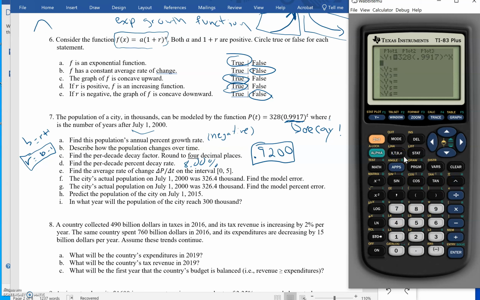So I've got my function entered, and I'm going to do y1 of 5. So basically I'm going to do the numerator of the average rate of change here. And then there's my numerator, and then I'm going to divide that by my denominator. It's just 5 minus 0. So that's 5. And there is our average rate of change, negative 2.68.